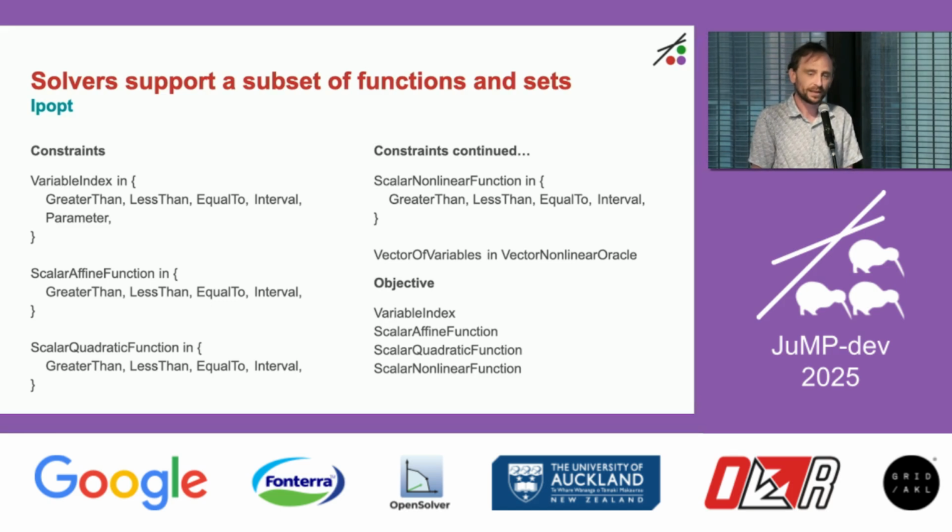There's a new set that we added that Robbie talked about in the MathOptInterface talk, which is vector of variables in this vector nonlinear oracle set, which is a special thing that we added that IPOPT now knows how to support. And then for the objective function, IPOPT knows how to support variable index, affine functions, quadratic functions, and scalar nonlinear. And so this allows us to have very fine-grained control on what functions and sets and objective functions each solver supports.